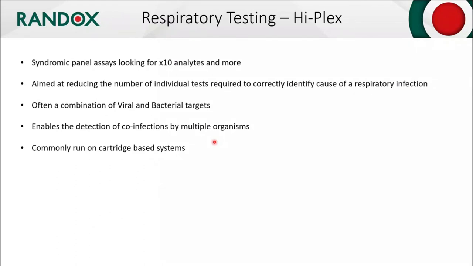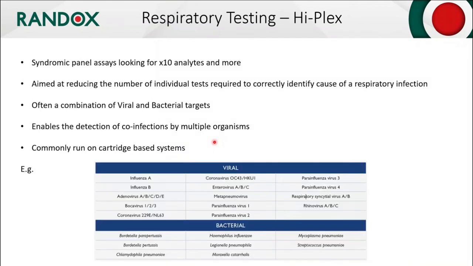Obviously then there's the syndromic panels, assays such as our own respiratory tract infection array that Randox provides, which covers different viral and bacterial targets. Usually the syndromic panels cover 10 or more analytes, and they're aimed at reducing the number of individual tests required to correctly identify the cause of infection. And often they're a combination of viral and bacterial targets, such as with our assay. It also enables labs and doctors, clinical scientists, to detect and effectively treat co-infections with multiple respiratory organisms.